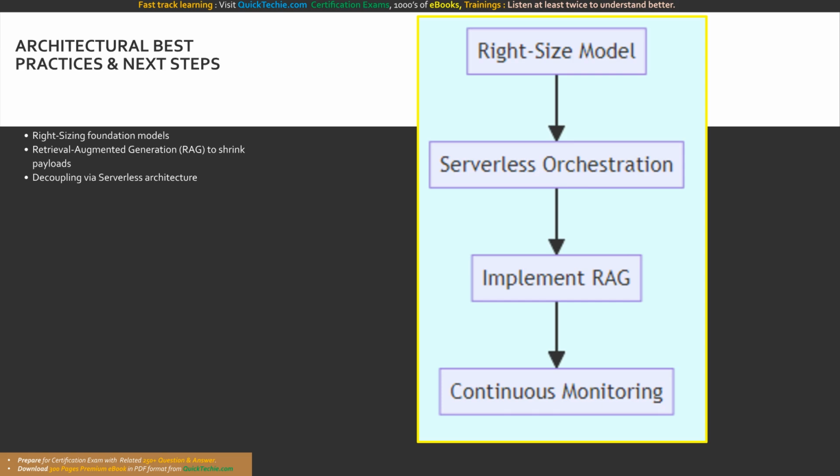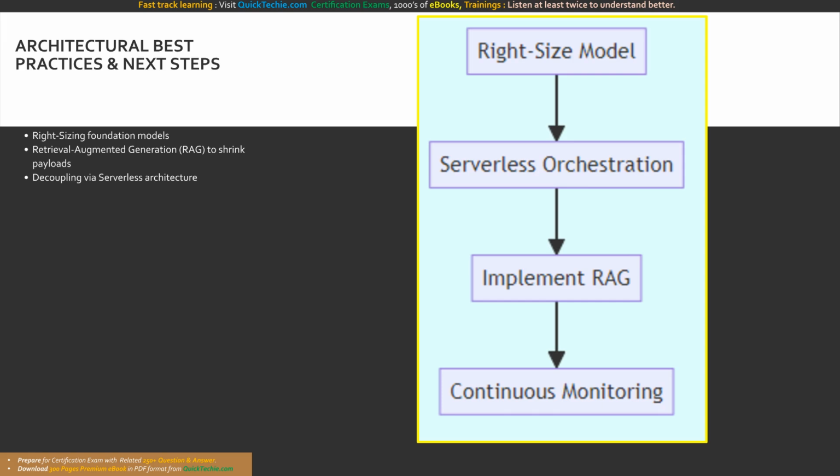Second, embrace event-driven and serverless architectures. By decoupling your application logic using Amazon API Gateway, AWS Lambda, and Amazon SQS, you ensure that compute resources are only instantiated when a prompt is actively being processed. This eliminates the financial drain of idle infrastructure.